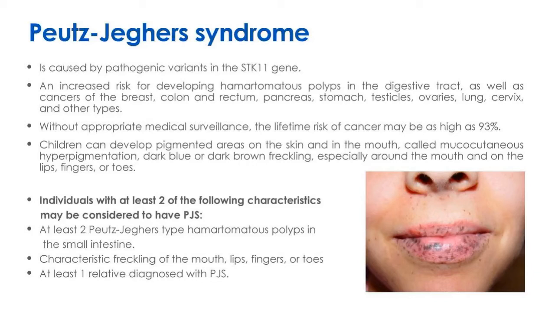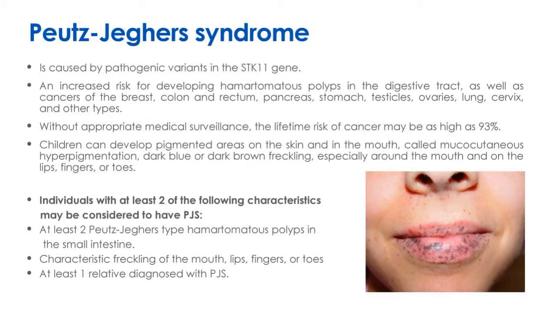And children can develop pigmented areas on the skin and in the mouth called mucocutaneous hyperpigmentation, dark blue or dark brown freckling, especially around the mouth and on the lips, fingers, and toes. And there's just a picture showing you the lips with the freckling.